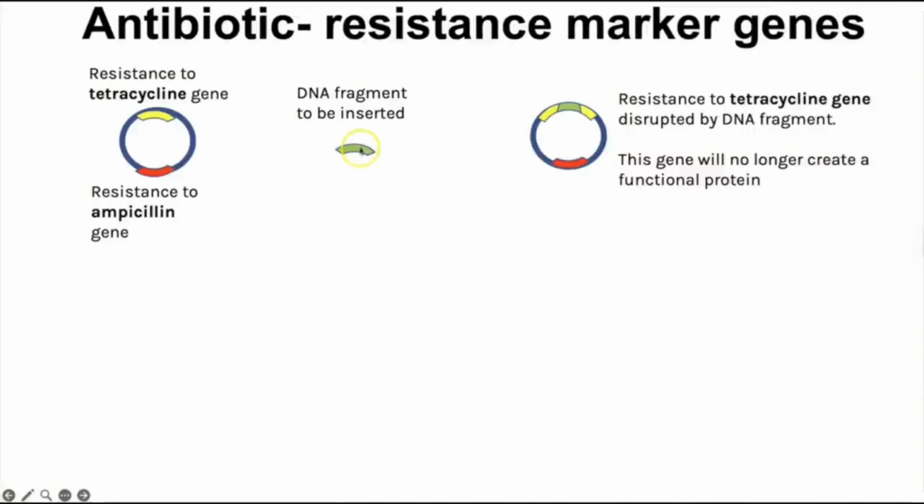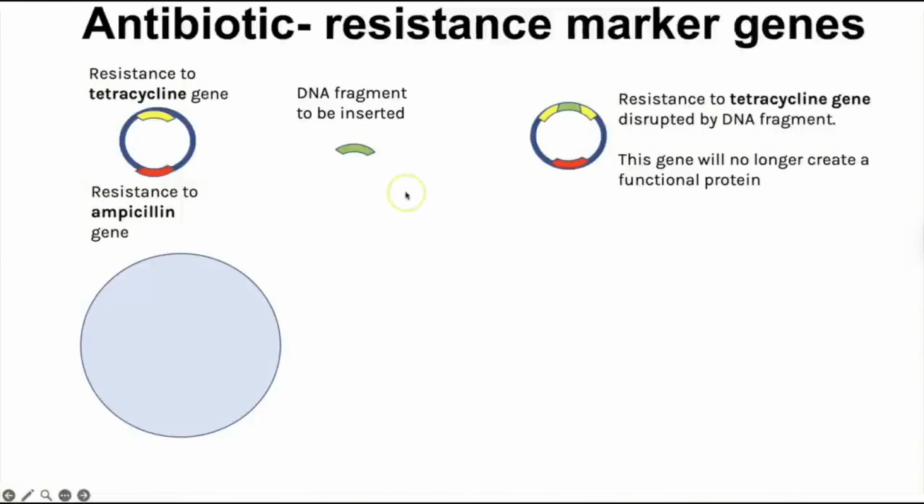Now, what they would do is deliberately insert that DNA fragment into one of the marker genes. And in this case, they've put it in the middle of the tetracycline gene. What that does is our DNA fragment can be transcribed and make a protein, but the tetracycline one has been split in half now, so that is not going to be able to be transcribed and translated to make the protein that makes it resistant to tetracycline. So any bacteria that takes up this plasmid will not be resistant to tetracycline anymore, but the resistance to ampicillin gene is still intact, so it will be resistant to ampicillin.